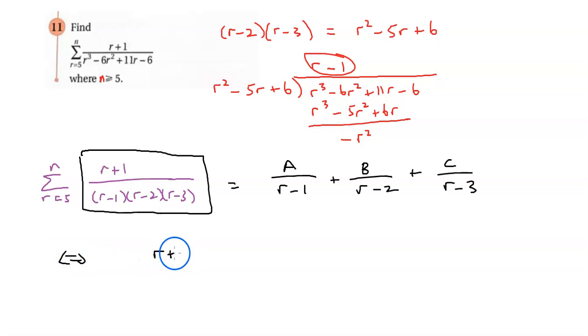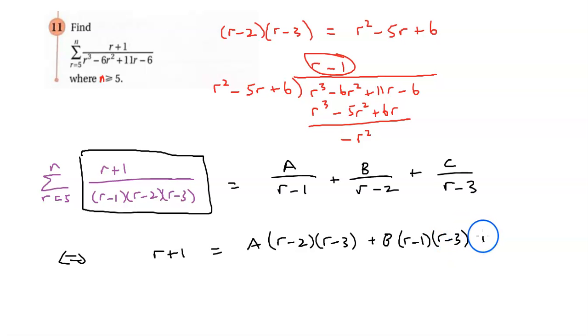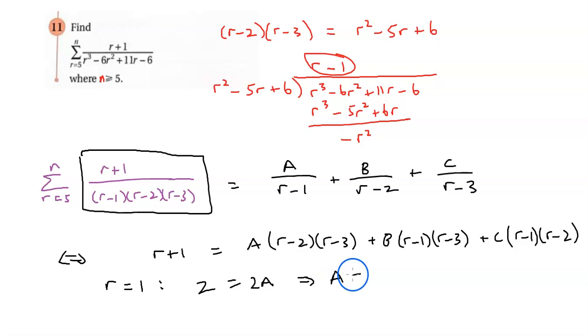Okay, now let's see what these things turn out to be. So we should get r plus 1 is equal to a times (r minus 2)(r minus 3) plus b times (r minus 1)(r minus 3) plus c times (r minus 1)(r minus 2). Okay, and then letting r equal 1, we get that 2 is equal to negative 1 times negative 2, which is 2, so 2 is equal to 2a. So that would imply that a is equal to 1.